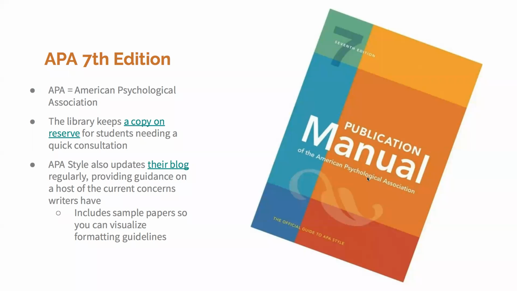APA 7th edition is put out by the American Psychological Association. You want to be careful when you're looking for APA in regards to citations that you look for APA Style, as that will take you to the official APA Style website as opposed to American Psychological Association's more general website. The library keeps a copy on reserve for students needing a quick consultation, but you can also get citation support from the library research desk and from the Writing Center tutors.